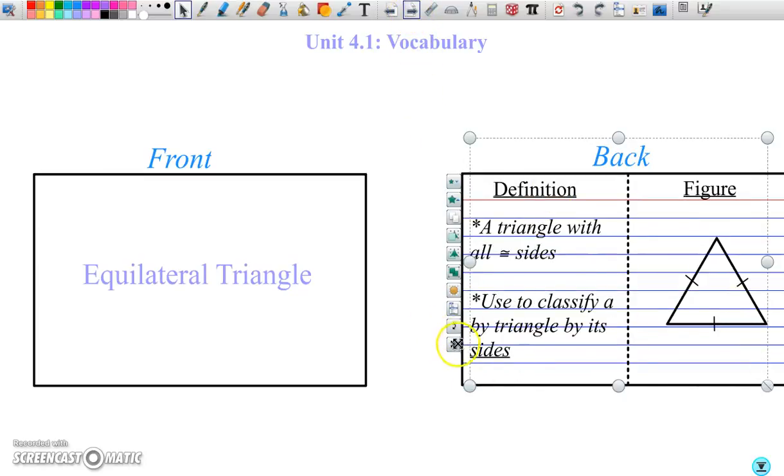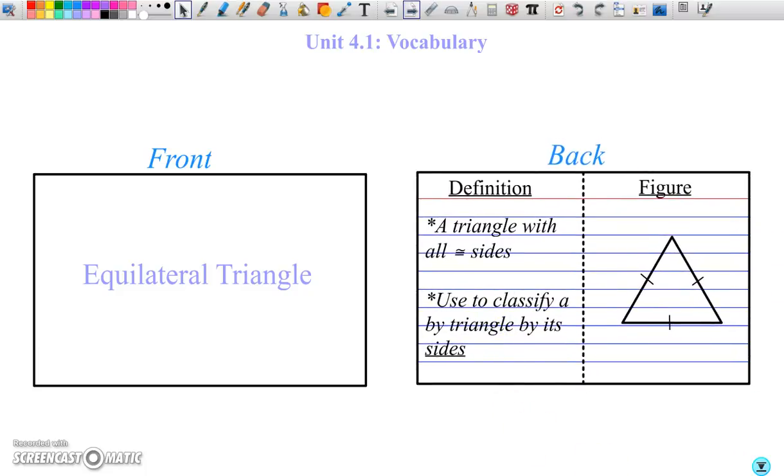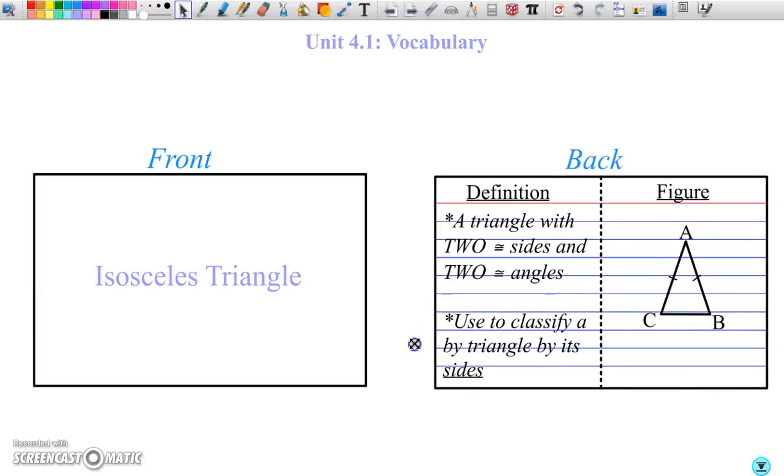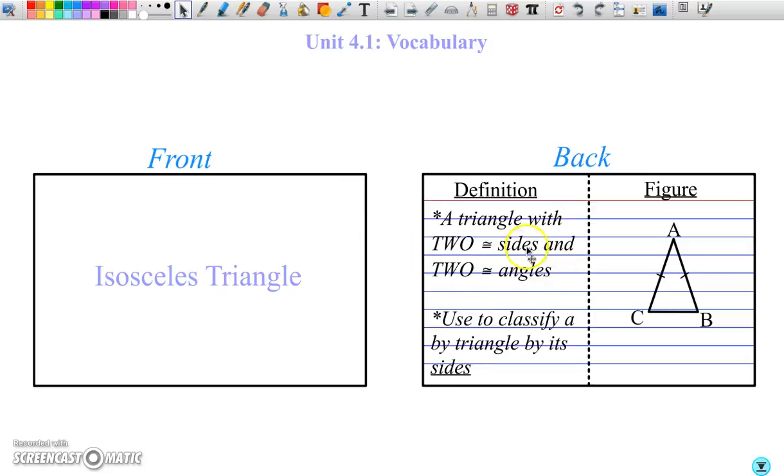Now we're going to classify by sides. When you are classifying by sides, the first type is called equilateral. You'll notice it has all three sides marked as congruent, and it's when all sides are congruent. This is a classification by sides. Our next one is isosceles. In an isosceles triangle, we have two congruent sides and two congruent angles. We use isosceles when we are classifying by sides. I marked the two congruent sides in this triangle.